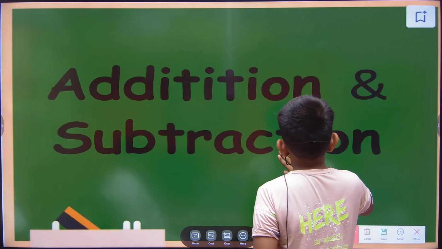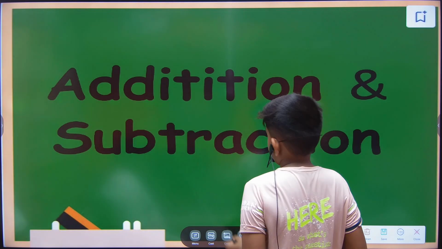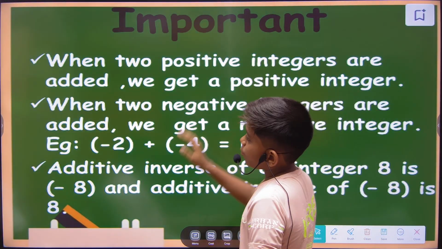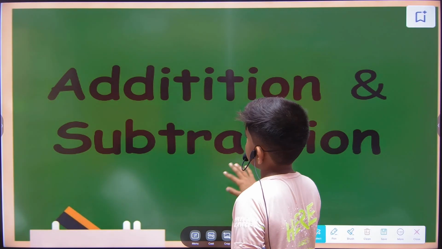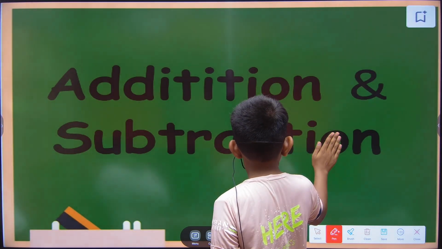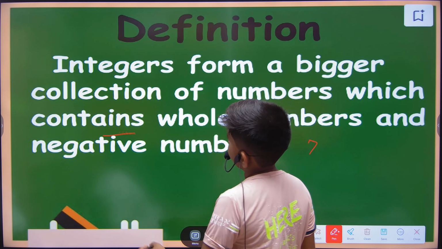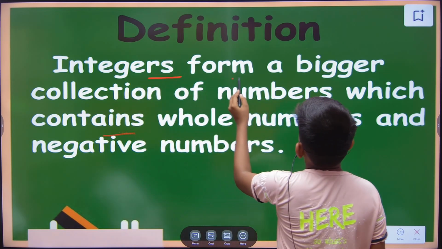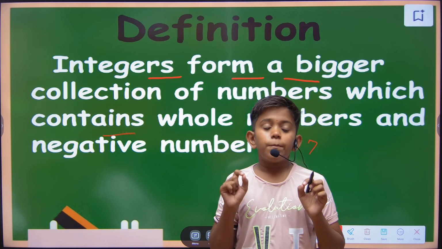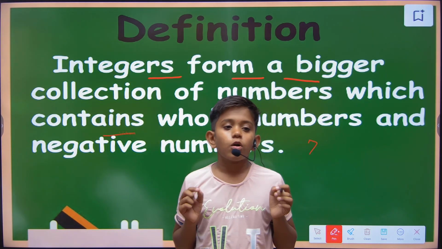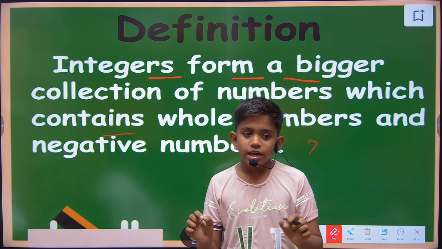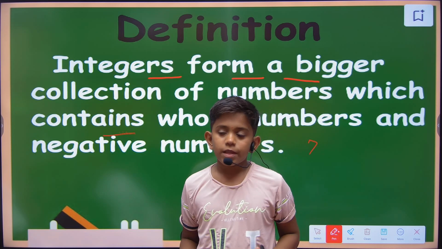First of all, the important things. The definition first of all we will learn. Integers form a bigger collection, means the collection of numbers which contains whole numbers and negative numbers are called the integers.